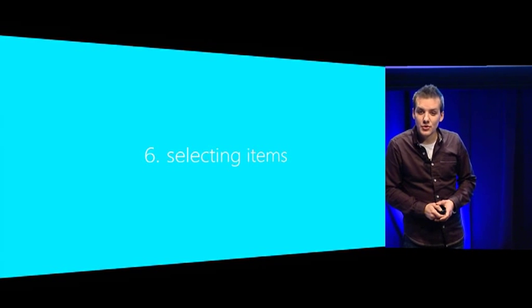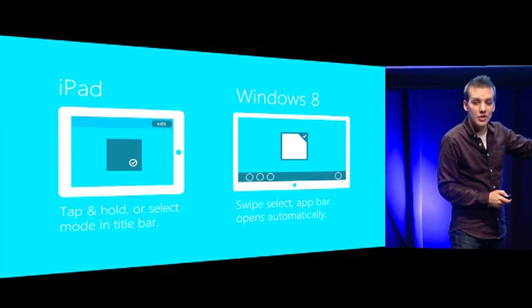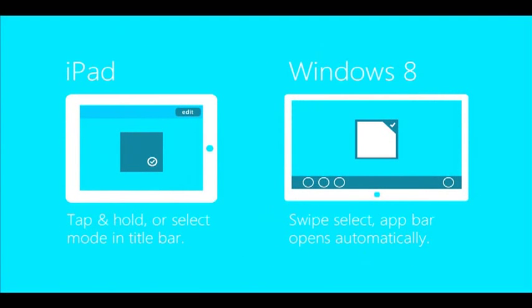Let's talk about selecting items. We learned this morning that we can select items by swipe select. That's kind of the official term that Microsoft uses for that gesture. So you tap and you swipe a little bit down, and then that item is selected.